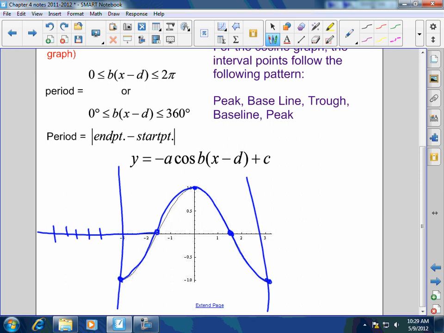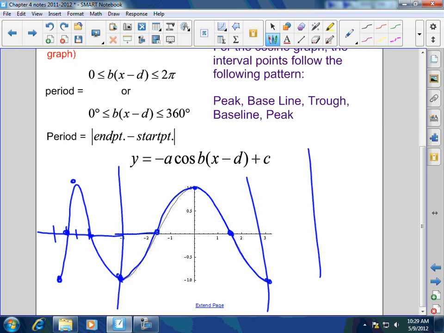From left to right, don't we go trough, base, peak, base, trough? Actually, that should be there. And you'd have your cosine graph. So when you're doing your next period, whether it's to the right of it or to the left of it, set up your period, set up your intervals, and then just follow the pattern from left to right. It's got to flow. See how it flows?